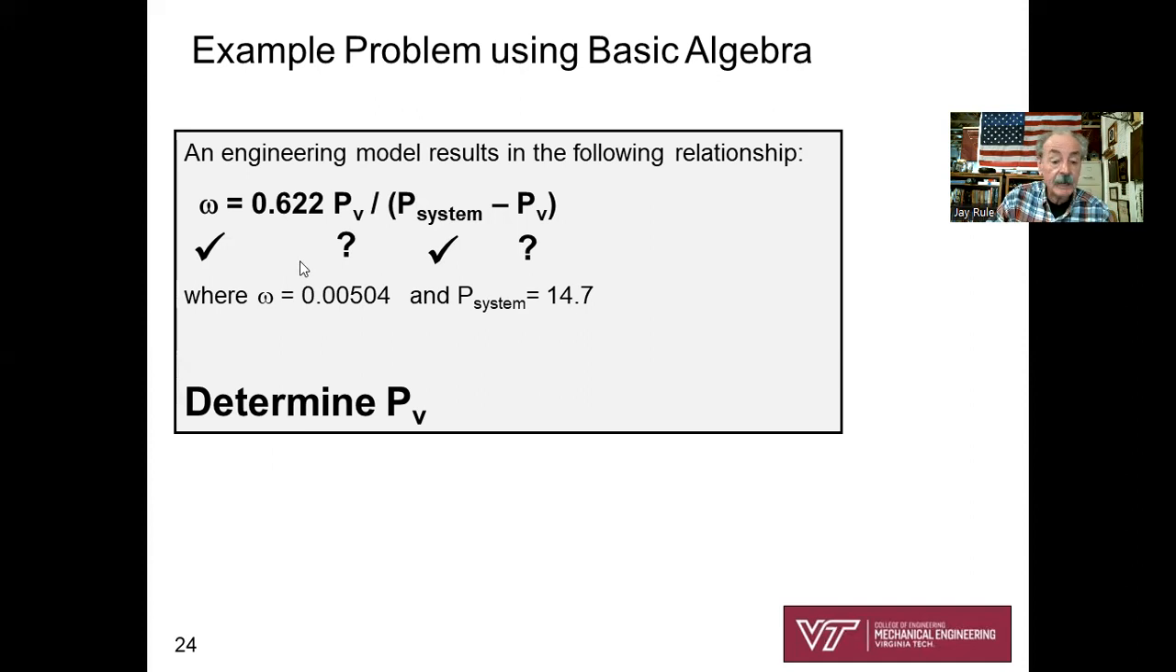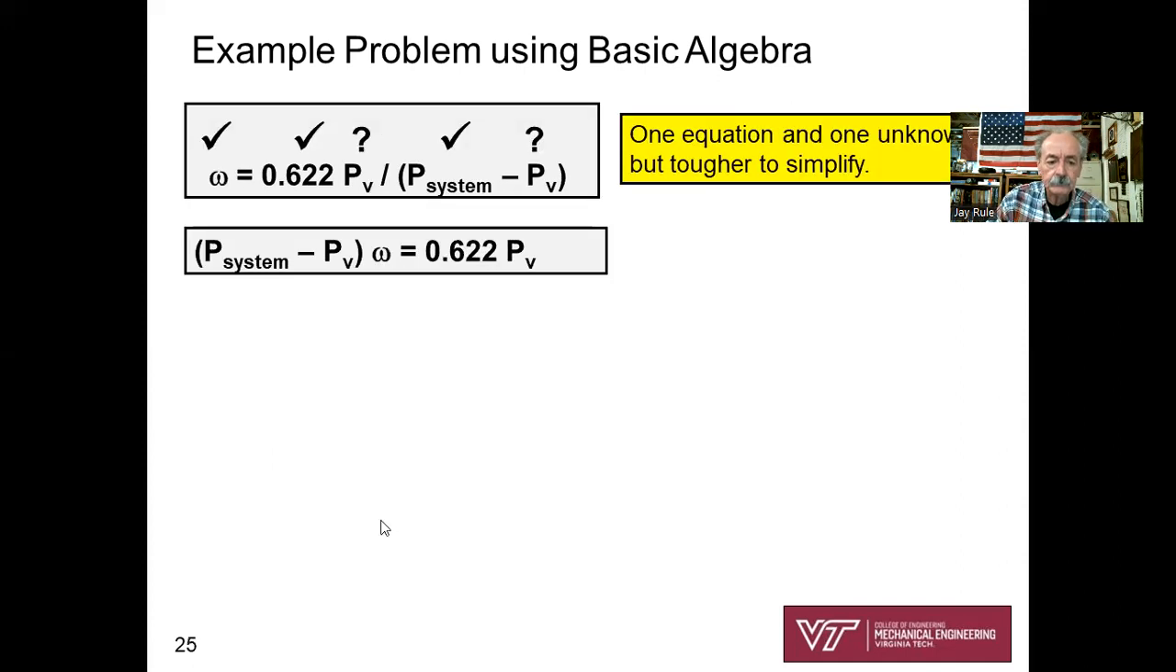However, I've still got one equation and one unknown. So I can solve, hopefully, for P sub V. Let's go through the algebra to determine it. I think the first thing I would do as I'm working through my homework problem is multiply both sides by the quantity P system minus PV. Okay, so there's my starting point. I've multiplied both sides by P system minus PV.